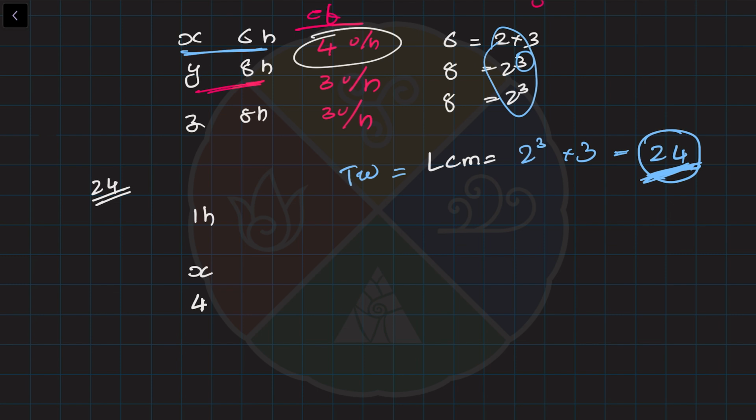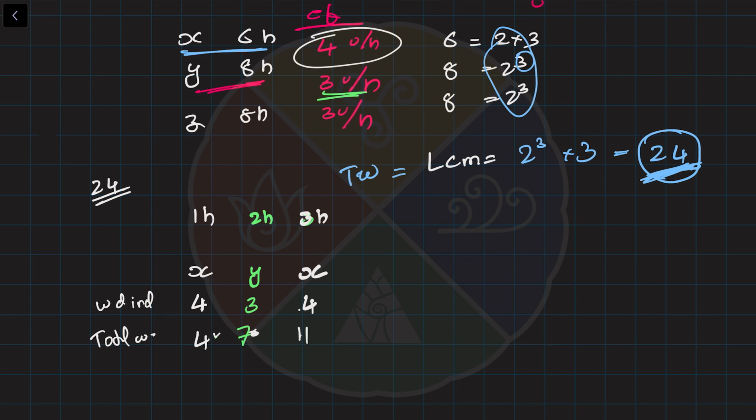I need to finish 24 units. This is the total work done. 4 units of work has been done. Then in the second hour, I'll be bringing in Y. He'll be doing 3 units of work. So total work done is 4 plus 3, 7 units of work. In the third hour, I'll bring back X. He'll be doing another 4, that is 4 plus 7, 11 units of work has been done.